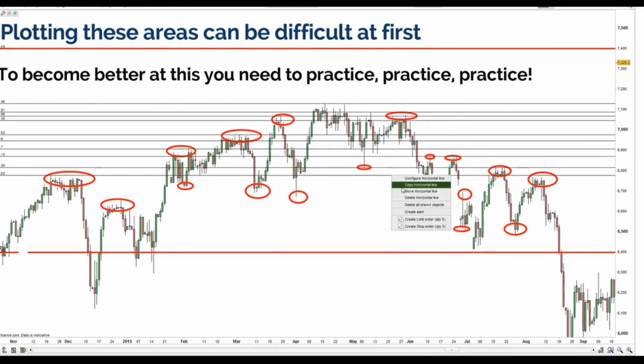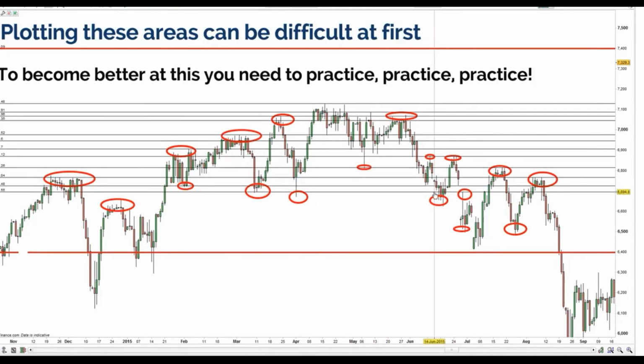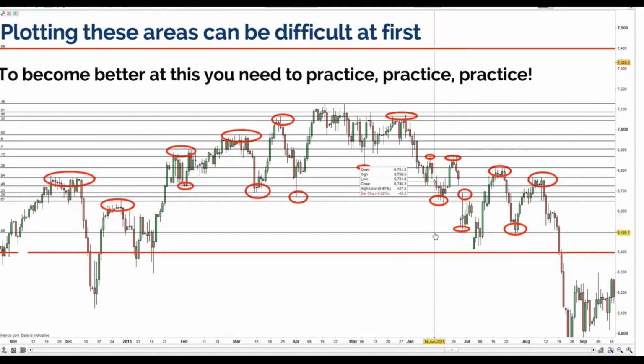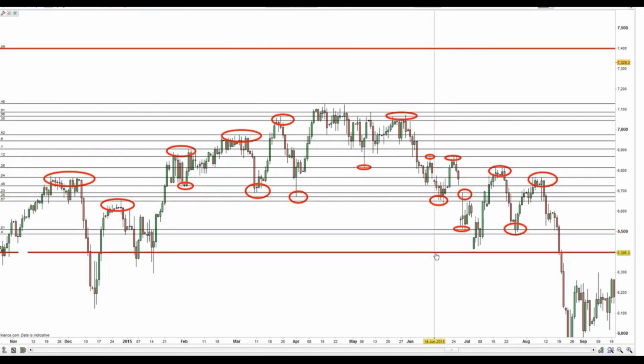Actually, this one could probably come a little bit lower and encapsulate that reaction as well. And then we've got one down here to there, got another one here to there, and then we've got another one here to there, and then we've actually got another one here to there.